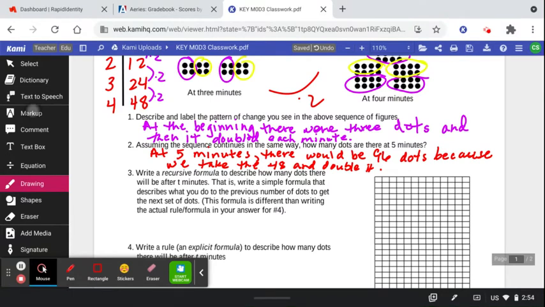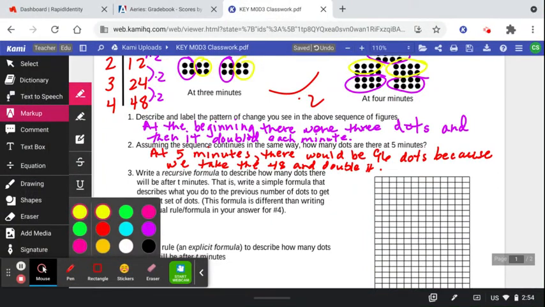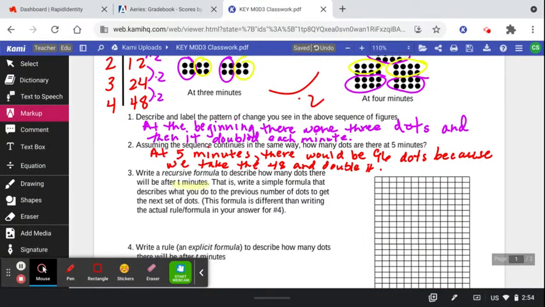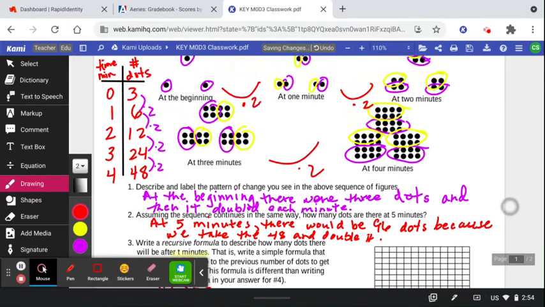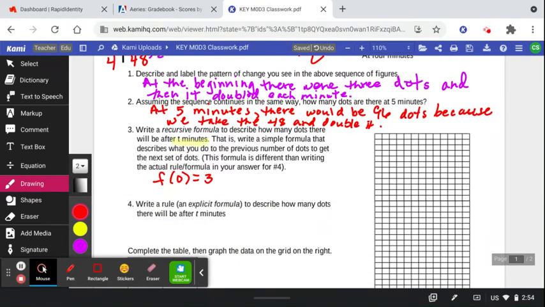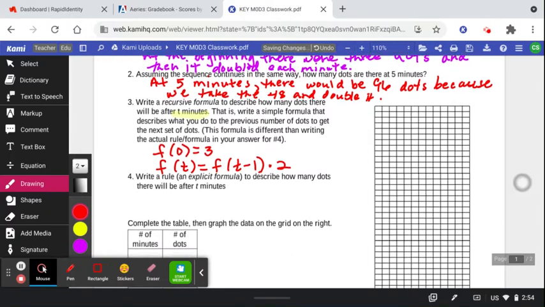Okay, so now we're going to go write a recursive, and again it's telling us to use t minutes. So it's telling us right here we want to use a variable of t. So we say f of 0 equals 3. That comes from the top of the table, right? At time 0 there were 3 dots. And then f of t is equal to f of t minus 1 times 2. The pattern comes right there at the end of the recursive.